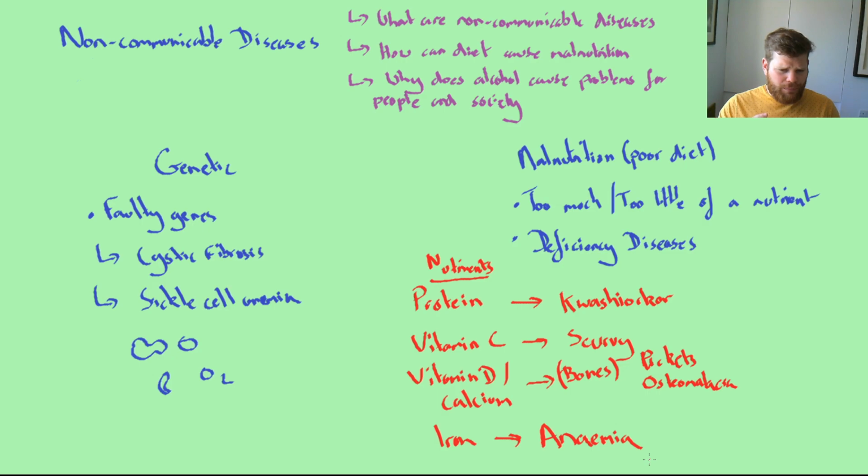Okay, so you need to make sure you get enough iron in your diet. So how do you get enough iron in your diet? Well, you need to eat things like red meats. You need to eat dark green leafy vegetables, such as broccoli, as an example. So those are all the deficiency diseases that you need to know. There are loads and loads of other deficiency diseases as well, but these are the main ones that you need to know. So let's get on to that last topic of alcohol.